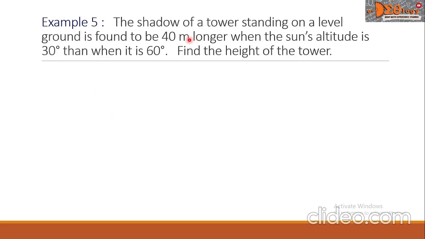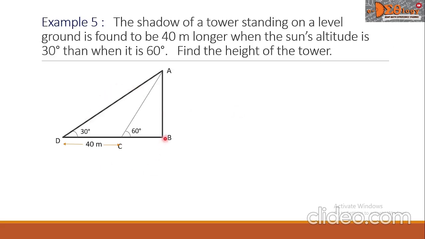Example 5. The shadow of a tower standing on a level ground is found to be 40 meters longer when the sun's altitude is 30 degrees than when it is 60 degrees. Find the height of the tower. Let us use this diagram to illustrate our problem. Note that the BD is equal to BC plus 40 meters. The AB, that is the height of the tower, and that is what we want.